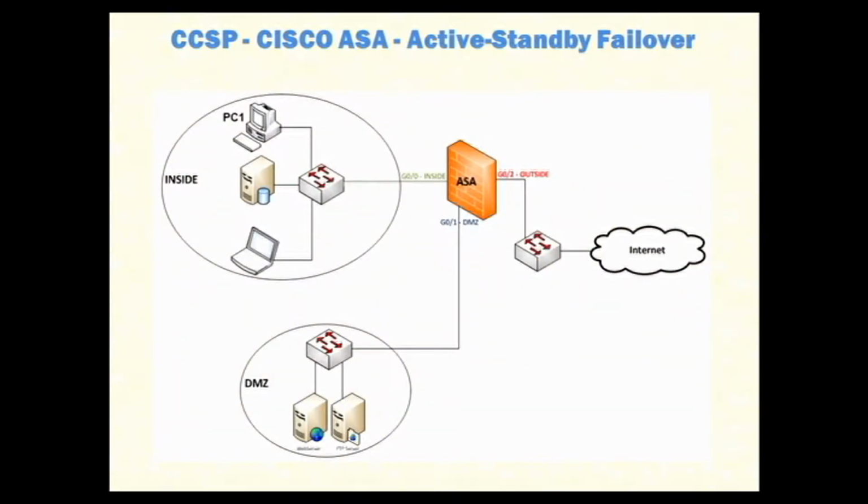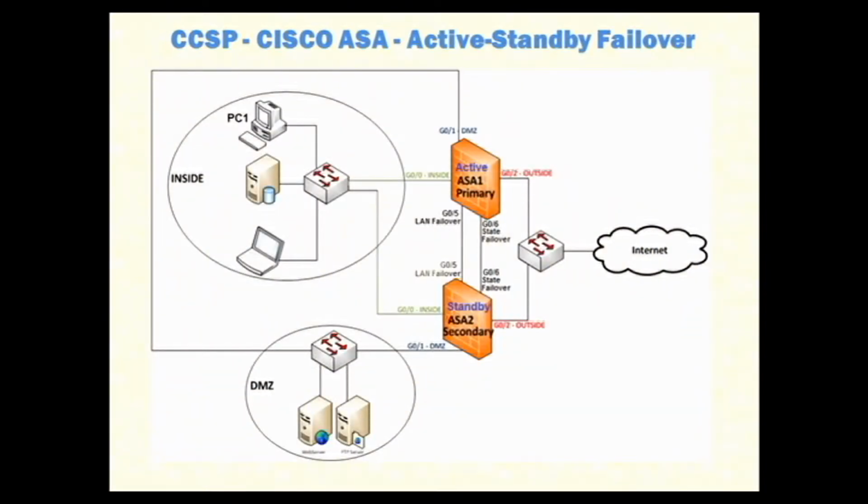Here in this example, we have a single Cisco ASA configured with 3 interfaces: inside, DMZ, outside. This ASA is configured with security features and policies to offer reliable protection as a firewall. Let's say for whatever reason, the ASA goes down. Our goal in this lesson is to find a solution.